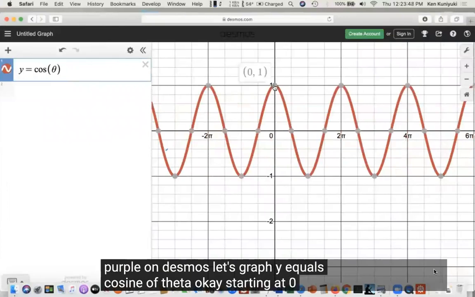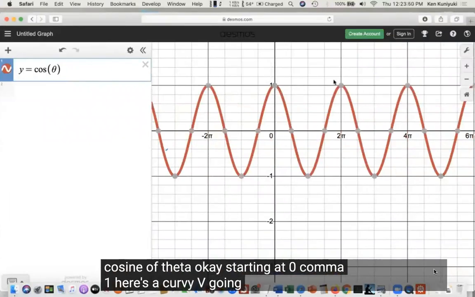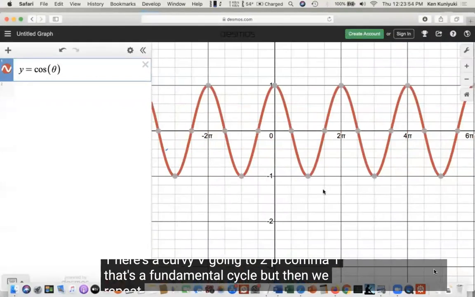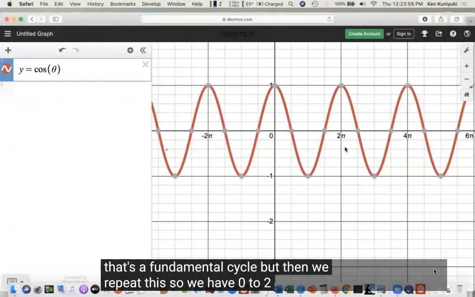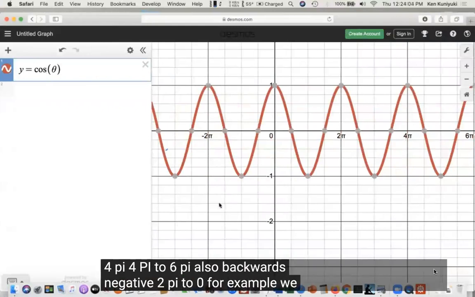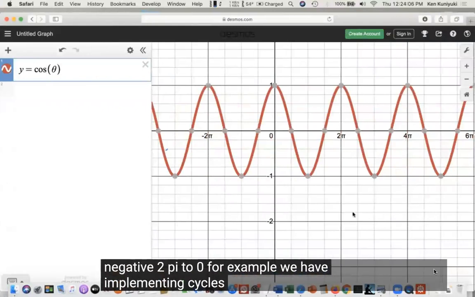Okay, starting at 0, 1, here's a curvy V going to 2 pi, 1. That's a fundamental cycle. But then we repeat this. So we have 0 to 2 pi, 2 pi to 4 pi, 4 pi to 6 pi, also backwards. Negative 2 pi to 0, for example. We have infinitely many cycles.